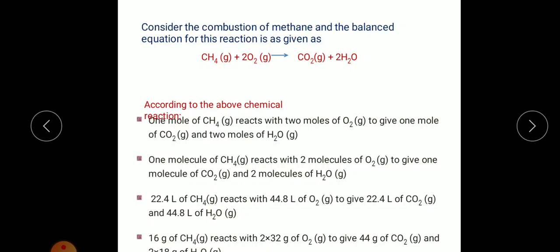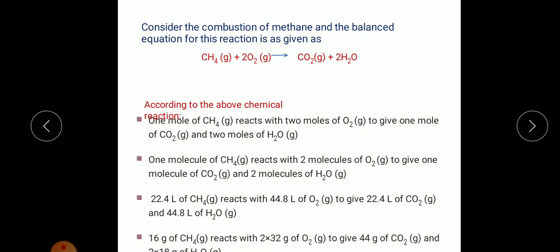Now after that, according to the above chemical reaction, what is understood is that 1 mole of methane reacts with 2 moles of oxygen to give 1 mole of carbon dioxide and 2 moles of water. Similarly, 1 molecule of methane reacts with 2 molecules of oxygen to give 1 molecule of carbon dioxide and 2 molecules of water. So in terms of molecules, 1 molecule of methane reacts with 2 molecules of oxygen to produce 1 molecule of carbon dioxide and 2 molecules of water.